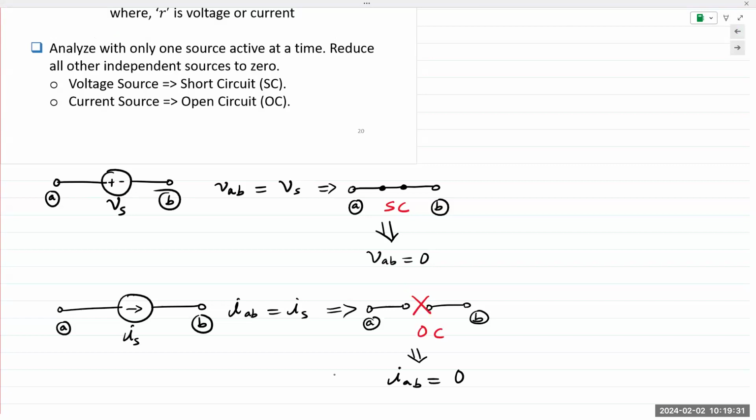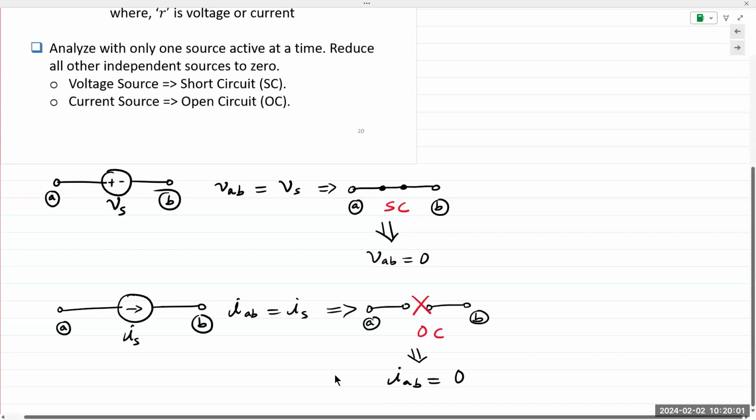Again, conceptual is just a concept, but the more important point is up here. Reducing an independent source to 0 means replacing a voltage source with a short circuit and a current source with an open circuit. You can have this on your equation sheet, but of course you should know when and how to apply this.